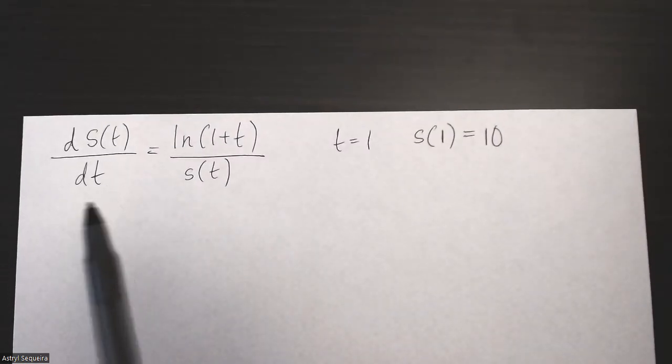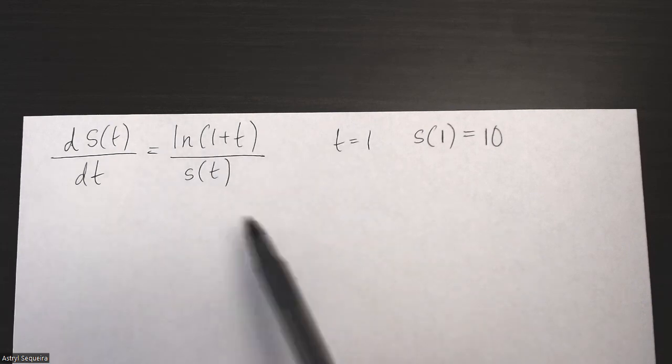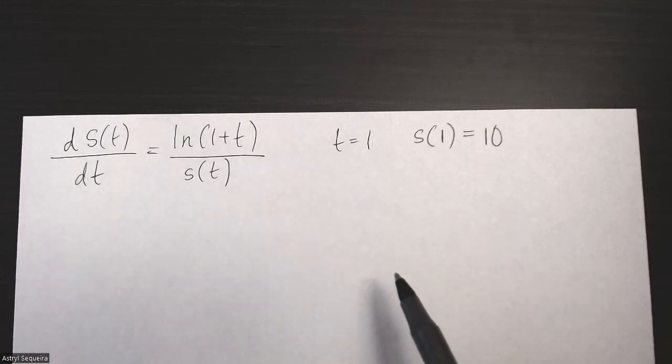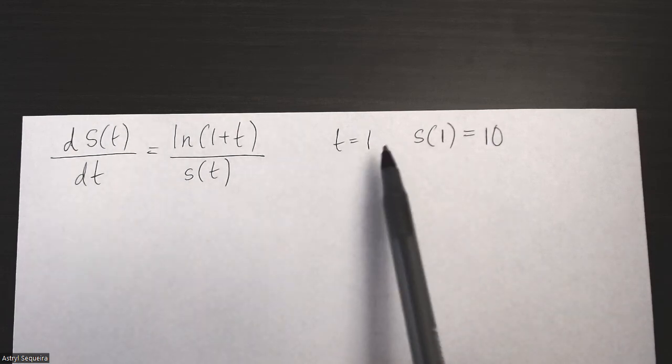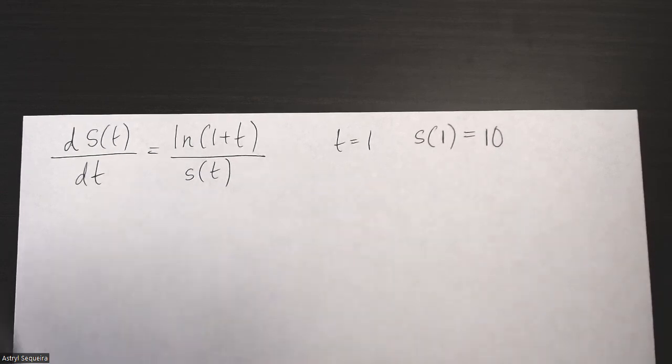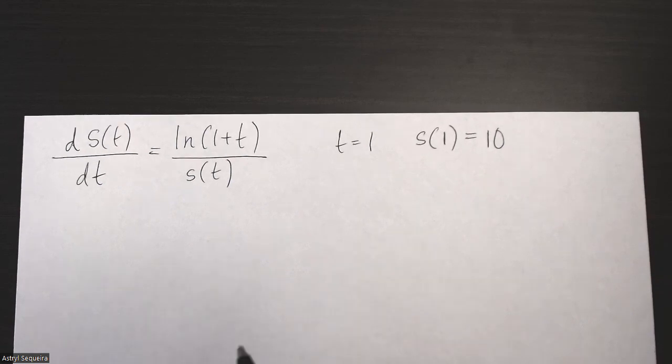All right, in this video, we have this differential equation over here, and we need to find s of t. Basically, we need to integrate this equation, and we've been given that at t equals 1, s of 1 equals 10. So we have a differential equation here. We want to integrate it.